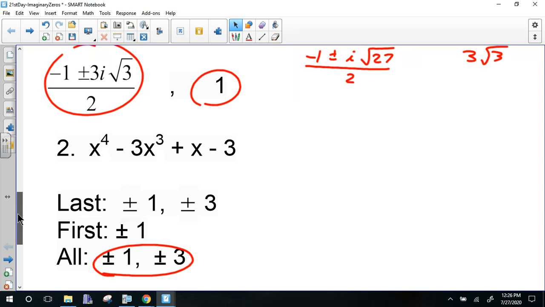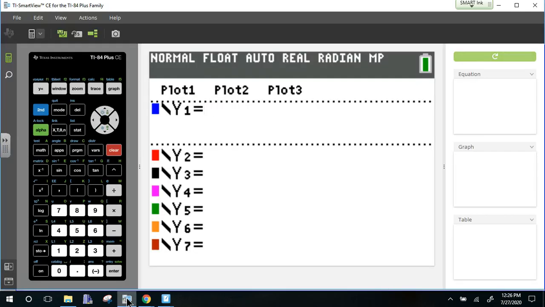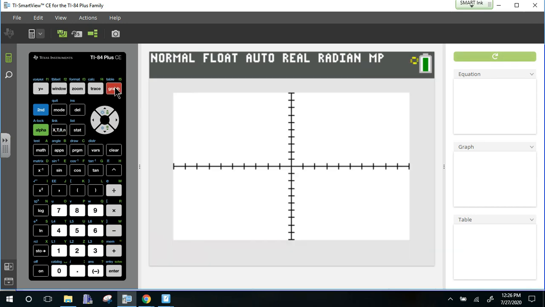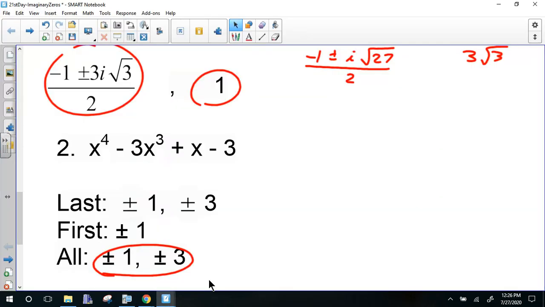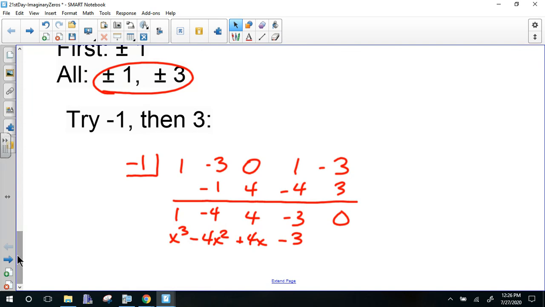So let's graph that in the calculator. So x exponent 4 minus 3x cubed plus x minus 3. Graph it. So it looks to me like it crosses at negative 1, which it should. We figured that one out. But then the other one looks like it crosses at positive 3. So let's go ahead and do the math, the synthetic division with a positive 3.